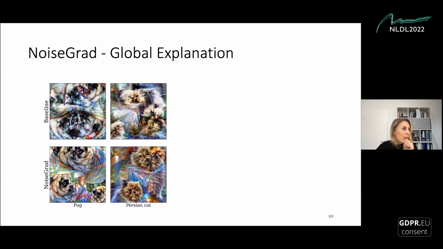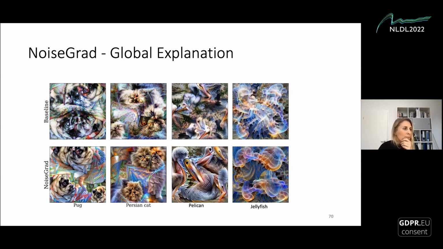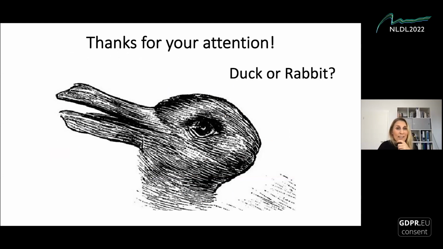And we can also see that it's using NoiseGrad, like using Bayesian neural network information here, or let's say it's not directly Bayesian, but using uncertainty information can increase the preciseness of the global explanations. Other examples are the pelican. You can better see or extract that it's a pelican, and here's also a jellyfish. Yes, and that's it from my side for now.